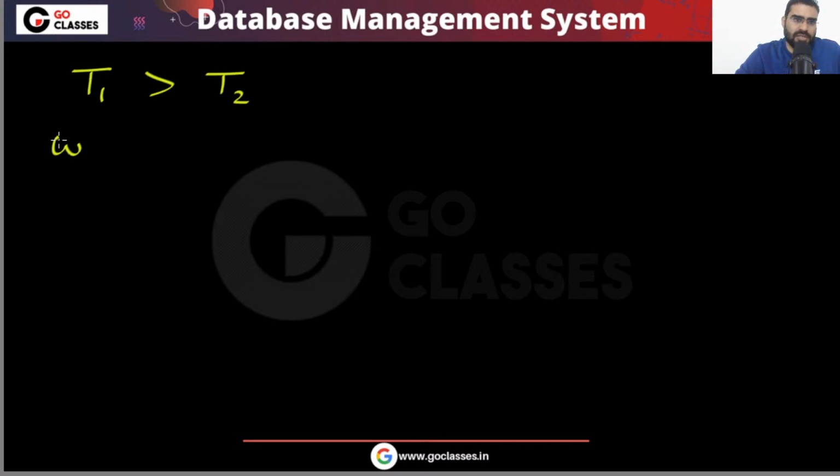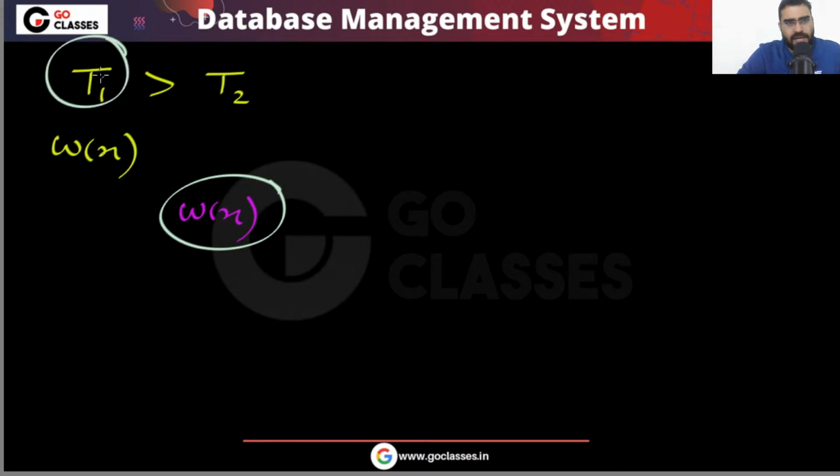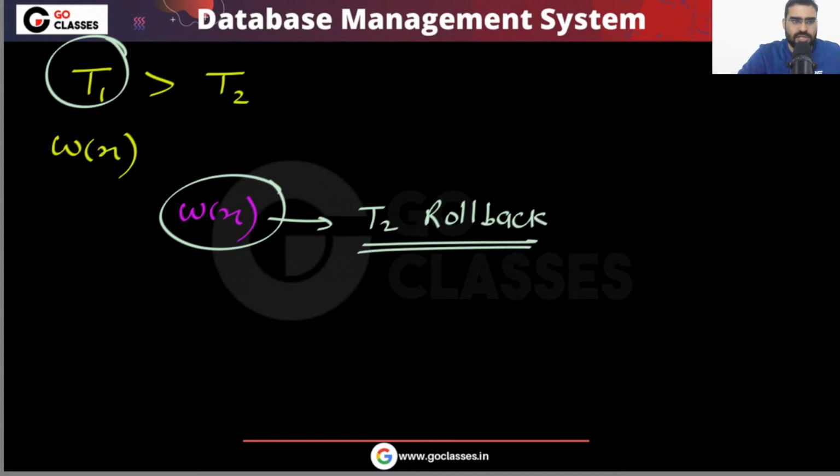then in this situation, T1 has already written item X. Now, if T2 wants to write item X, what will happen at this point? T1 is the younger transaction. T1 has more timestamp. T1 has already written item X. So definitely at this point of time, T2 will roll back. Correct? At this point, T2 will roll back. Okay, so this is the point.